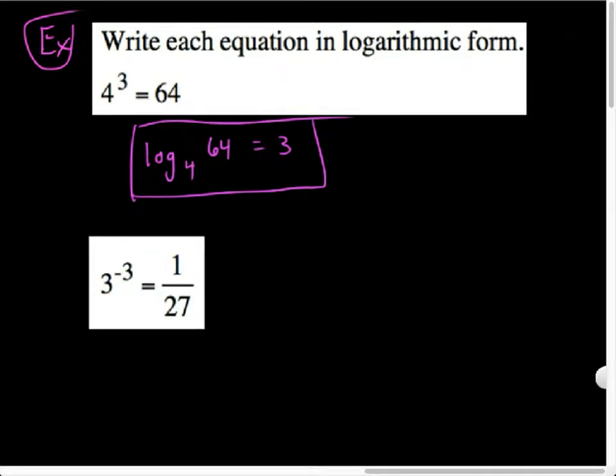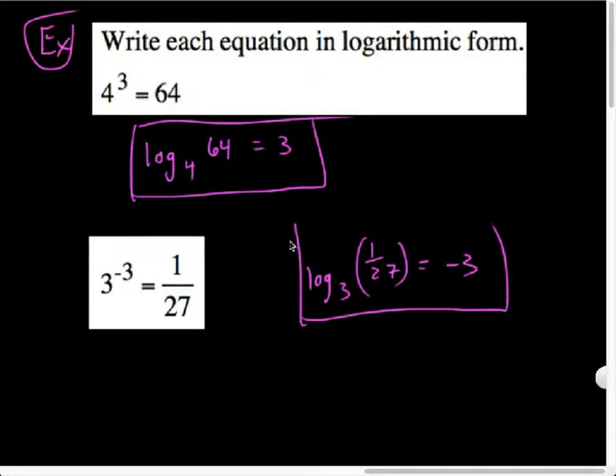So 3 to the -3rd is equal to 1/27. So this would be log base 3 of 1/27 is equal to -3, right? Because the power or the exponent is what the logarithm is equal to. That's what it's asking us about. So when I see log base 3 of 1/27, that asks me the question, 3 to what power is 1/27? And that is the -3rd power.